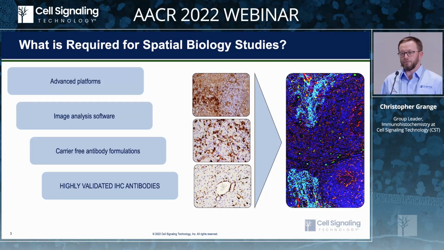So what's required to understand spatial biology and perform spatial imaging? Well, the first thing is you need advanced platforms and some pretty sophisticated image analysis software. And Dr. Rimm is going to talk about that after I get done. Today, I'm focused more on what I think is one of the most important building blocks of a spatial imaging assay, which is high-quality IHC-validated antibodies.